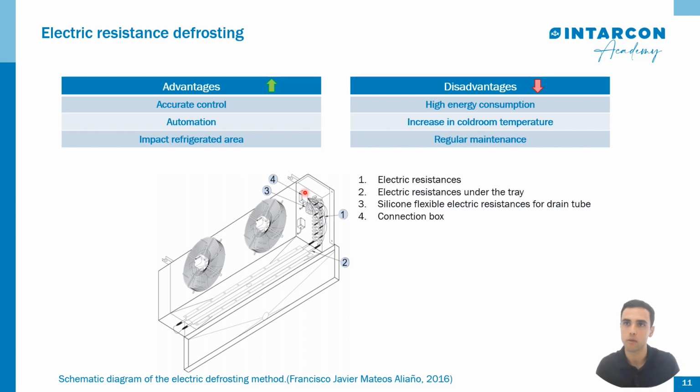On the other hand, disadvantages, such as high energy consumption. This method tends to consume more electrical energy, as it requires the activation of heating elements to generate heat. Temperature increase in the room: the activation of the heating elements can raise the temperature of the room above the usual values, which can reduce the quality of preservation of the products. It is not very controlled. Regular maintenance is necessary to ensure that the heating elements are working properly and to avoid operational failures.